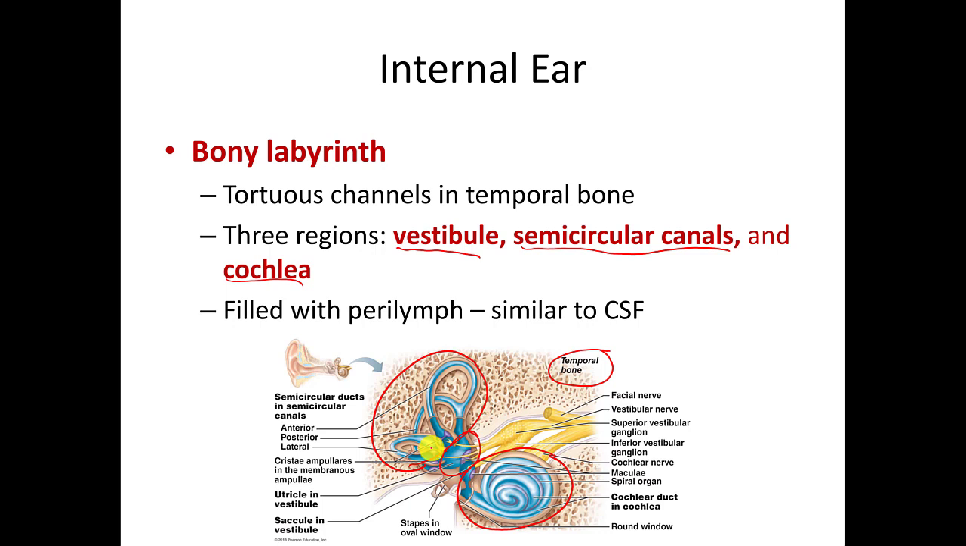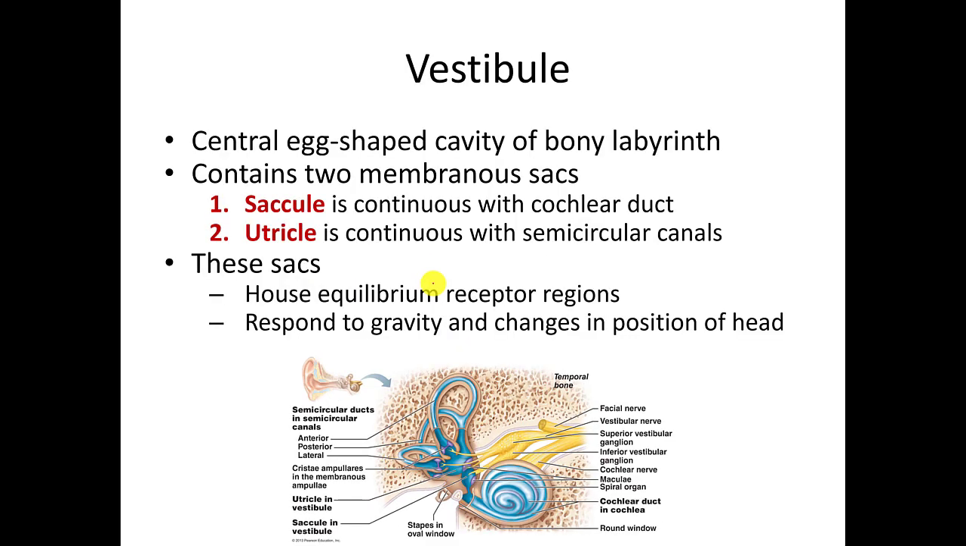These are filled with what's called perilymph. This is very similar to cerebrospinal fluid. It is made from blood filtrate. Now I want to talk about each of those 3 structures. We're going to start with that vestibule.